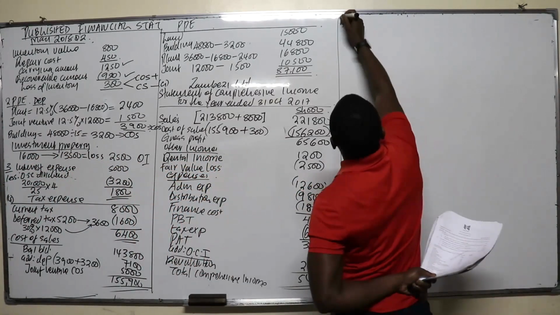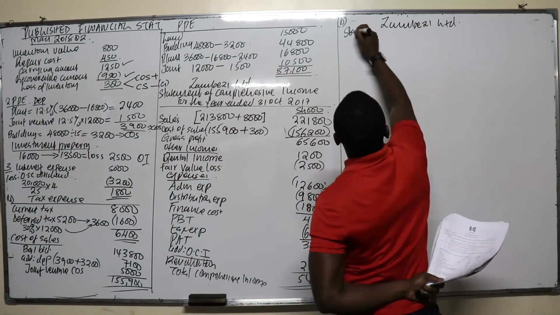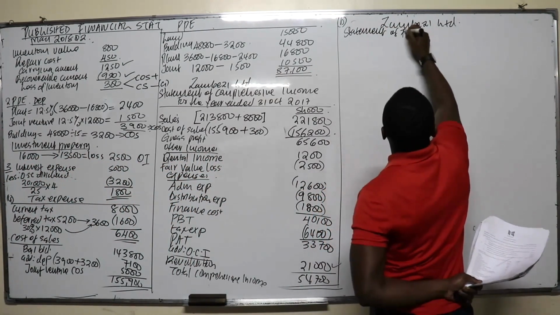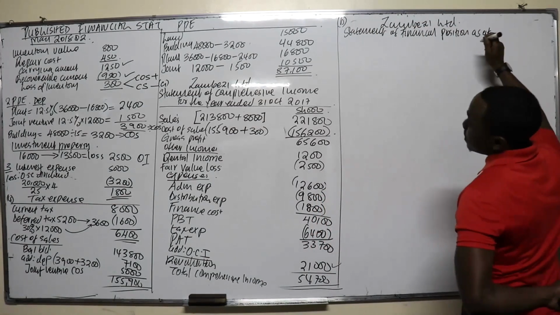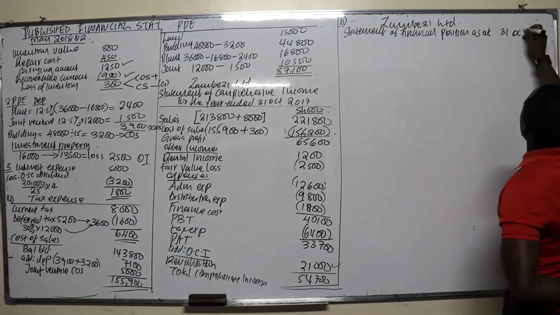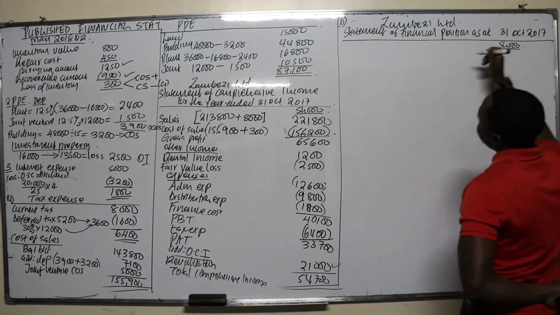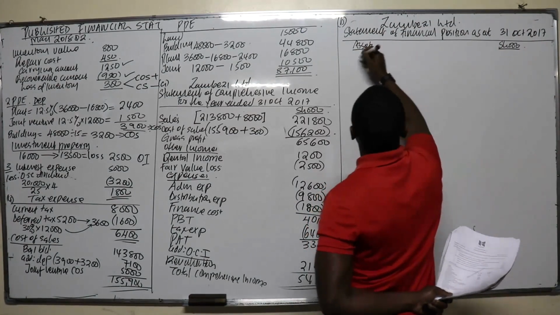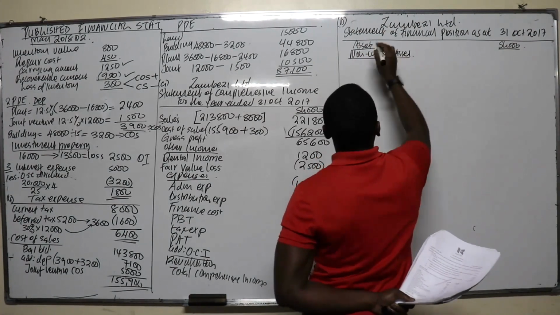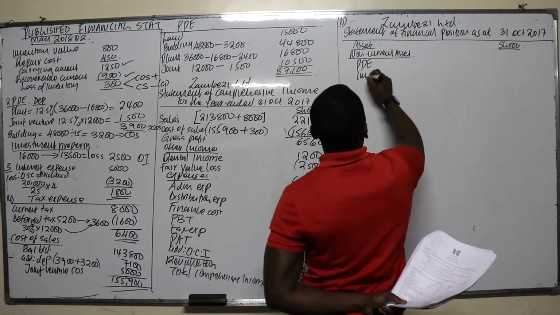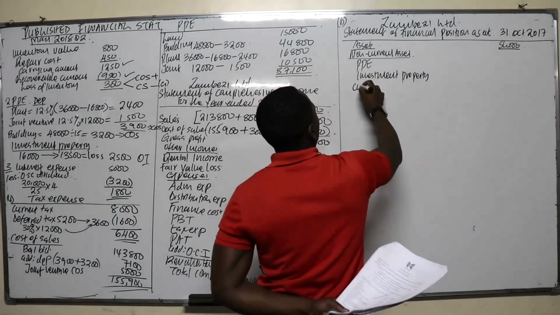Number B, we are to present statement of financial position. Sabes Limited. Statement of financial position as at 31st October 2017. Start with the assets. Non-current assets, we have PPE. We also have investment property. Then we go to the current assets.